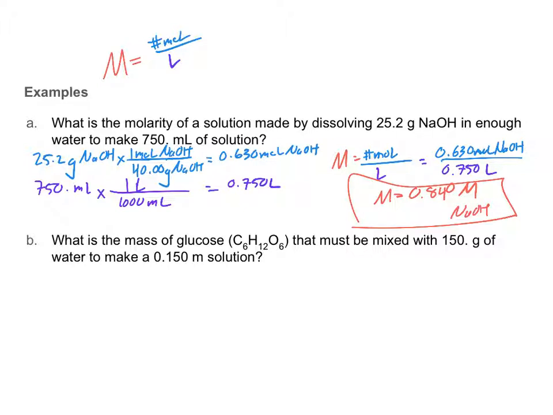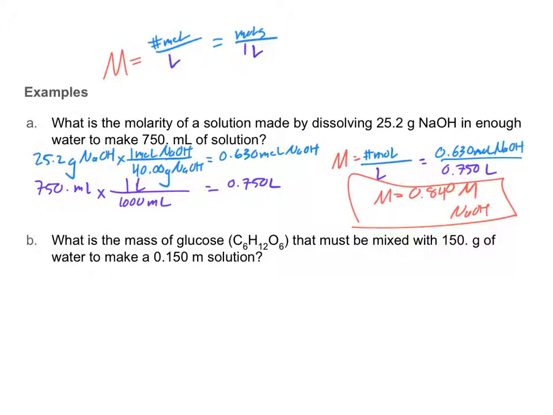Now, one thing I would like to point out is that technically the unit for molarity is moles per liter. That really means that the unit is moles over 1 liter. So whenever we do a calculation, we say something is 0.84 molar or has a molarity of 0.84, that's really moles dissolved in 1 liter.